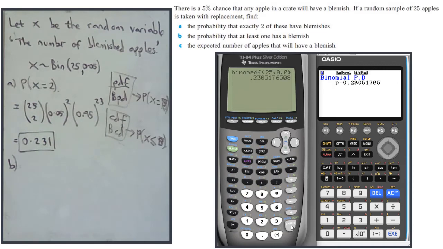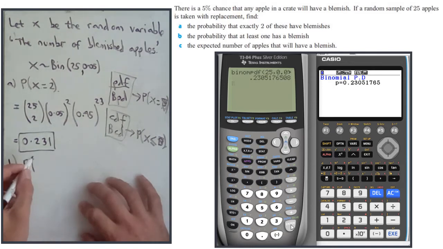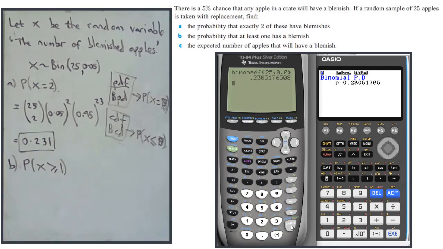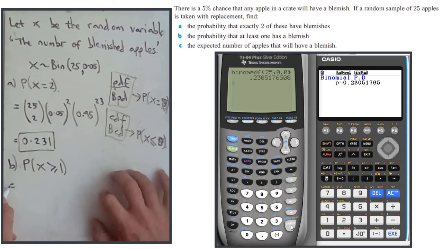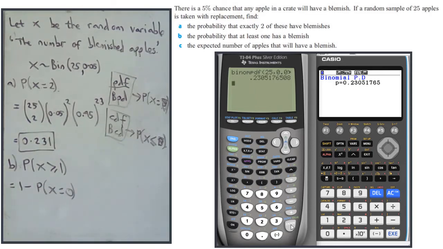B. The probability that at least one has a blemish. So that means you're finding X is greater than or equal to 1. Now, if you were doing this kind of longhand, you'd say this is 1 minus P X equals 0. Because if you think about it, as I mentioned earlier, you can have 25 blemished apples, 24, 23, 22, 21, all the way down to no blemished apples. And if you added up all of those individual probabilities, because it's a discrete thing, you can't have 25.5 blemished apples, for example. If you added them all up, it would add up to 1 because it's all possibilities.